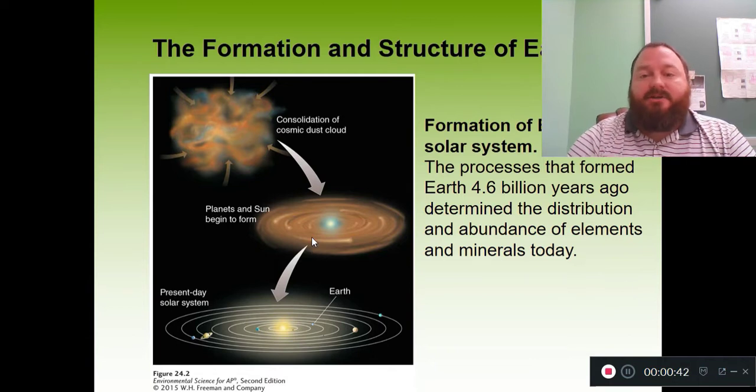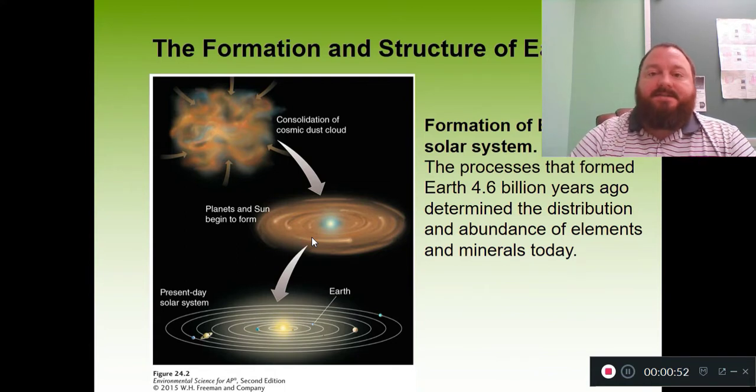As those planetary objects became more and more dense, they formed into the true planets that we have today, whether they were the gaseous planets like Jupiter or the more solid planets like the Earth. And again, the Earth formed about 4.6 billion years ago.